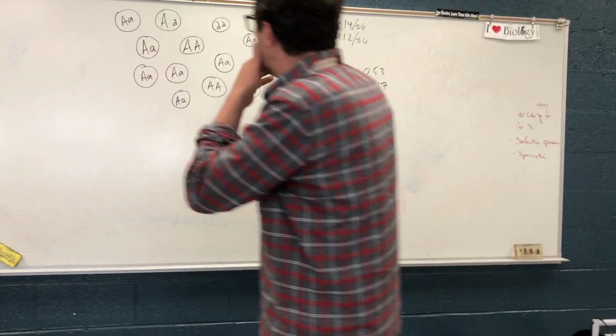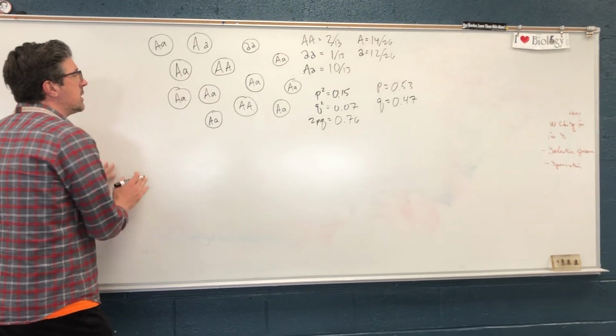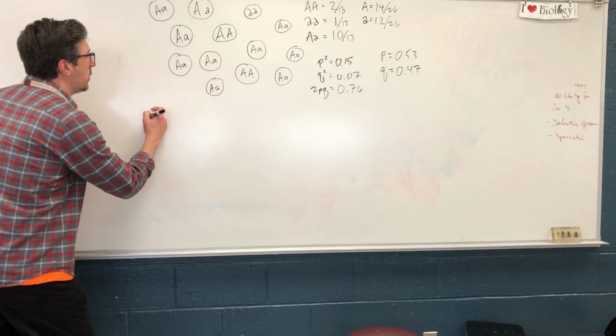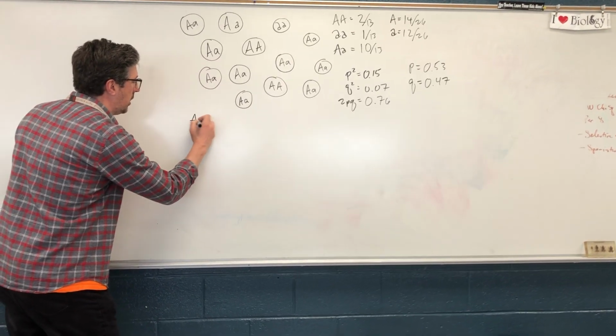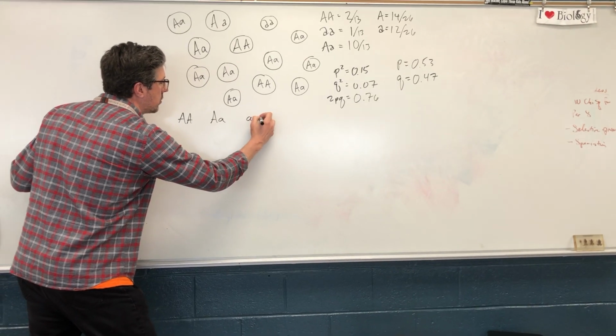I'm going to set up a little chi-square calculation to see if what we observe is what we would expect. Okay, so there are 3 categories of genotypes here. There's homozygous dominant, there's heterozygous, there's homozygous recessive.